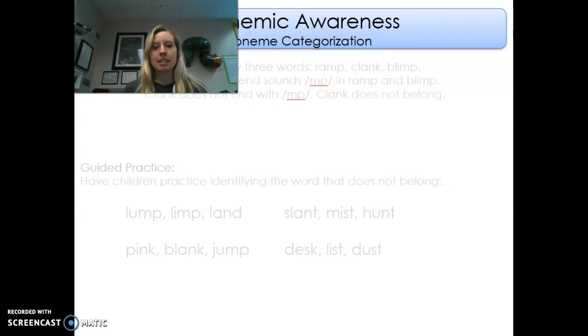Slant, mist, hunt. Oh, that one's tricky. Slant, mist, or hunt. That one was tricky. It'd be mist. Okay, let's do the next one. Pink, blank, jump. Which one does not belong? 3, 2, 1, jump. Okay, last one. Desk, list, dust. Which one does not belong? 3, 2, 1, desk.